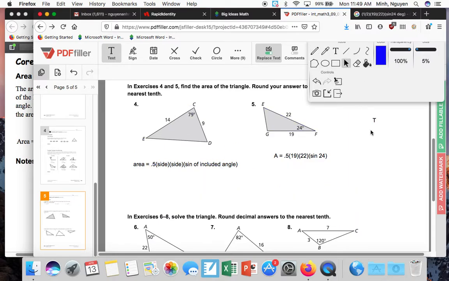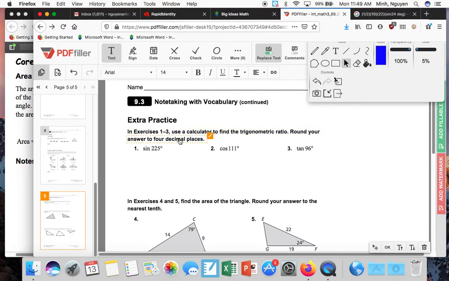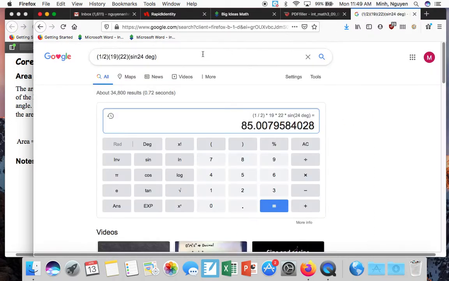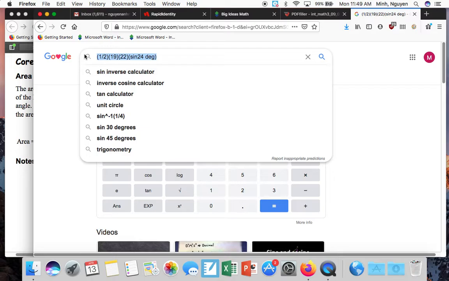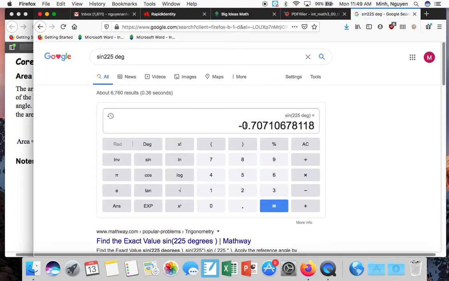And let's go back to the previous problems. So we skipped it entirely. Use a calculator to find the trig ratio. Round your answer to 4 decimal places. Okay, so sine 225 degrees. Negative 0.7071. 4 decimal places, so 4 places after the decimal. The 0 rounds the 1 down, or keeps it at 1, I mean.